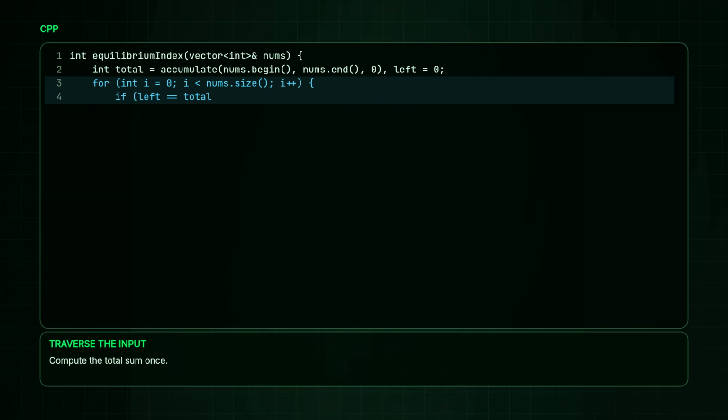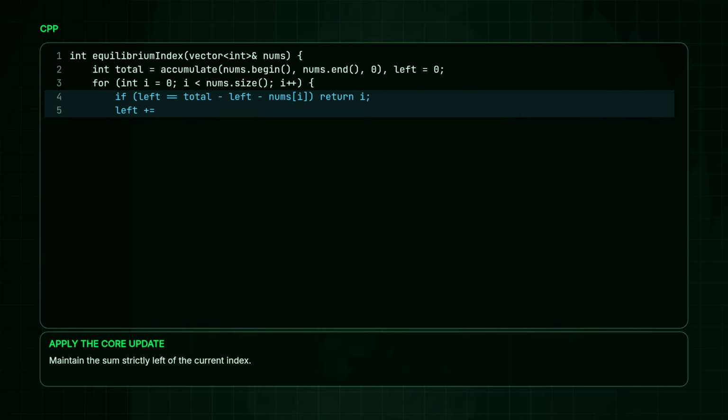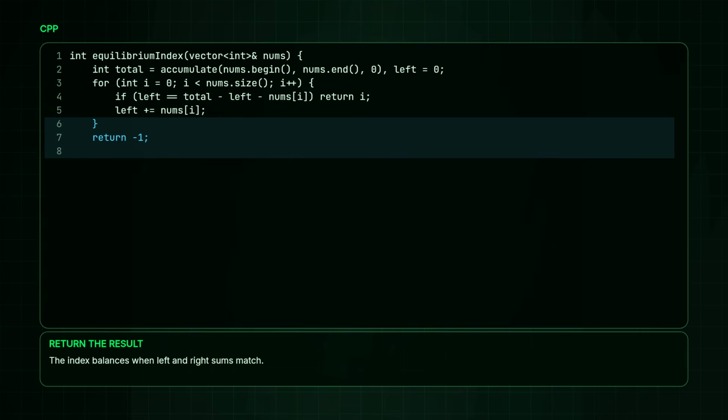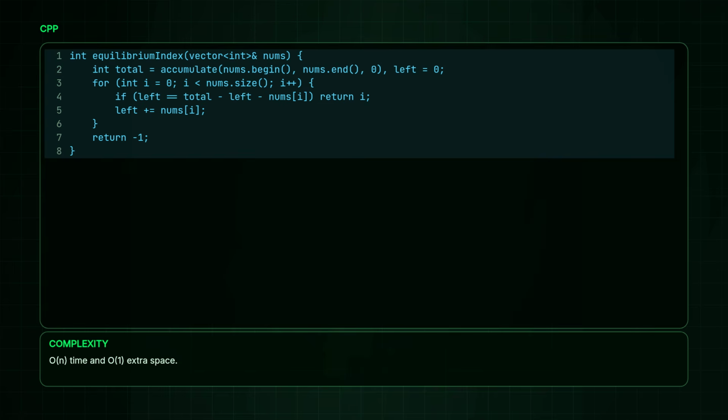Compute the total sum once. Maintain the sum strictly left of the current index. The index balances when left and right sums match. O of n time and O of 1 extra space.